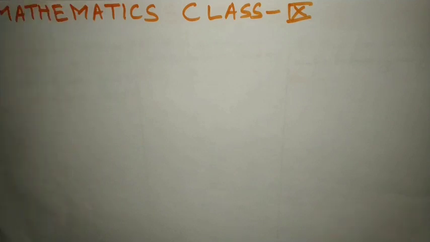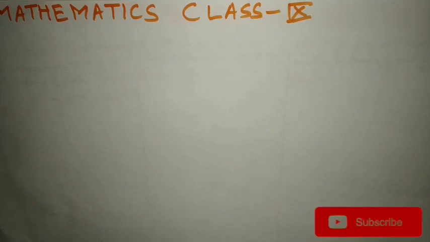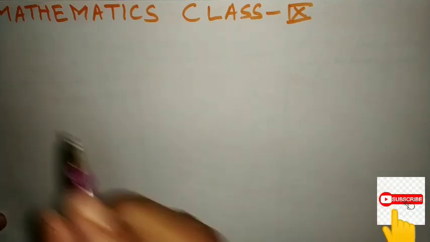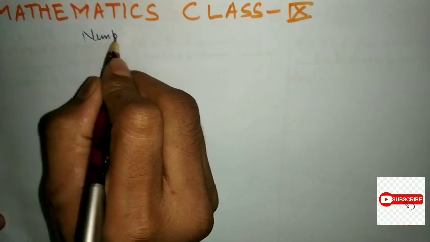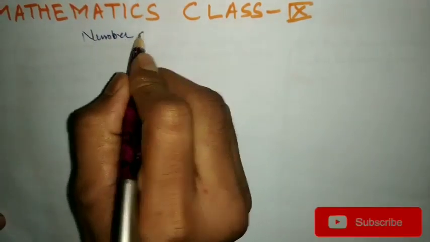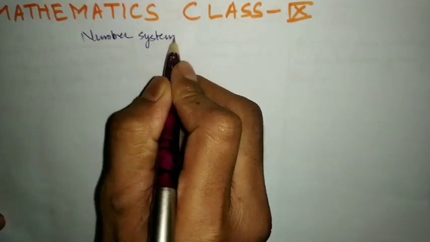First chapter is number system. So today we will study about number system. From class 6 to 7 we have studied different types of number. Okay, so we will start from the first chapter, that is number system.